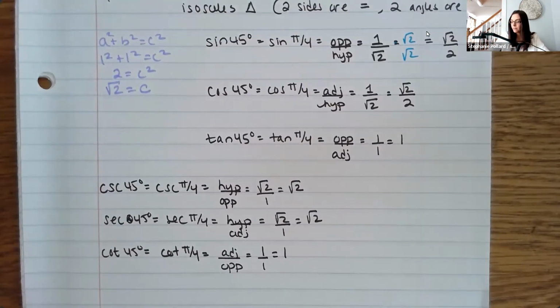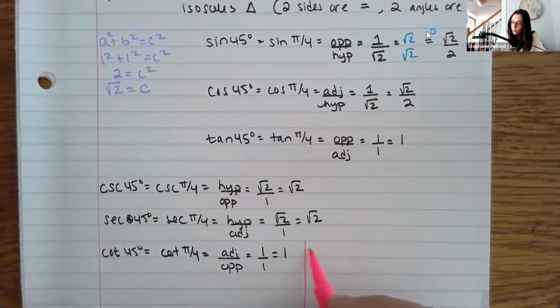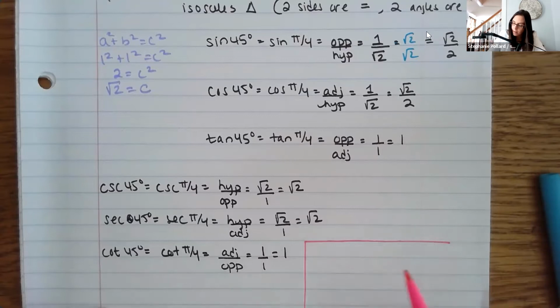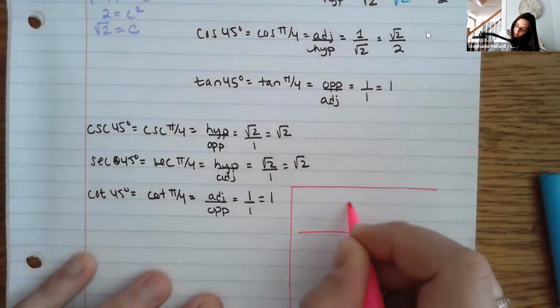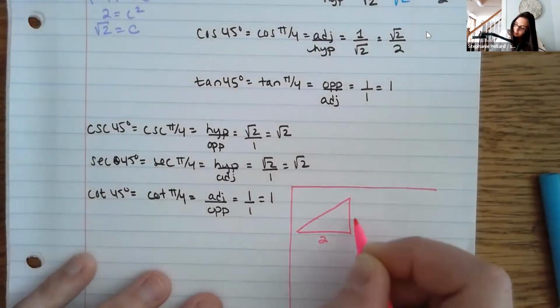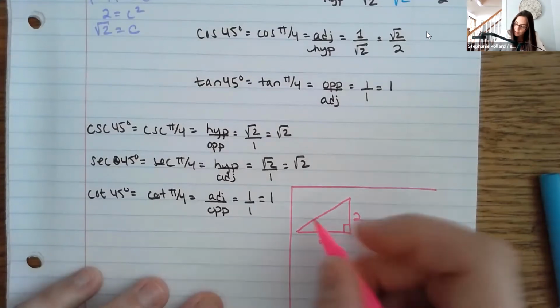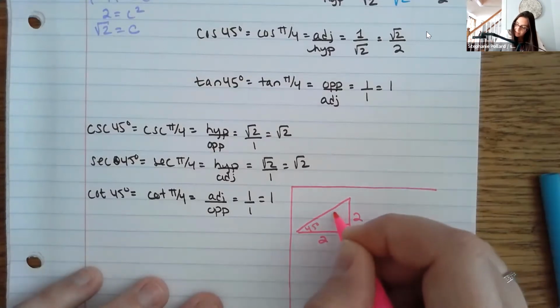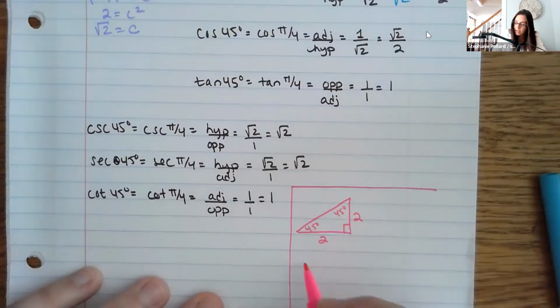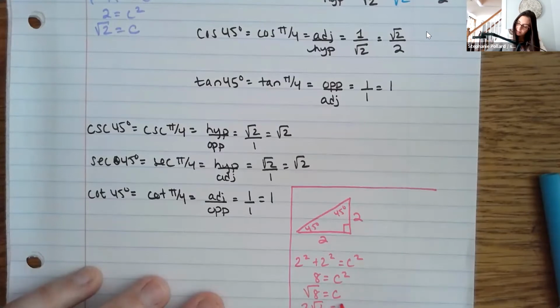So it's fine. As a little side note, just to show you guys, I chose 1 as my length. If I chose 2 instead, and these are both 45 degrees, so they would have to have the same sides, then I'd have 2 squared plus 2 squared equals c squared. So 4 plus 4 is 8. So my c value would be square root of 8, or 2 root 2, if I simplify that.